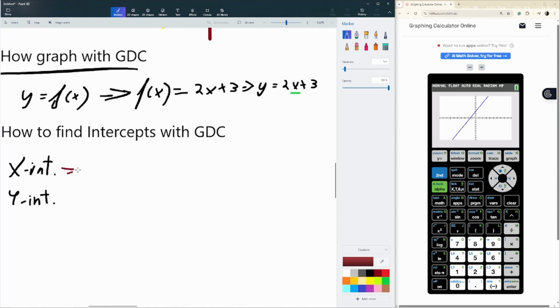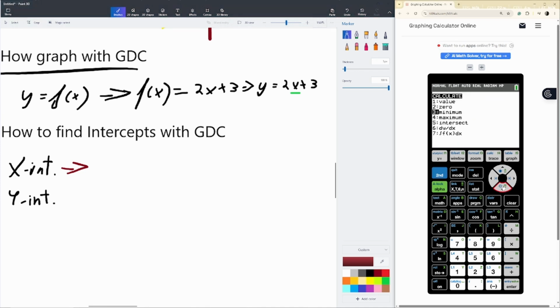So how to actually find these? When you have your calculator, you have this trace button over here, and you go to second trace, and this gives you a whole lot of different commands that you can use. So if you want to find your y-intercept, you have to go to value and put in when x is equal to 0. And you can understand that when x is equal to 0, y is 3.